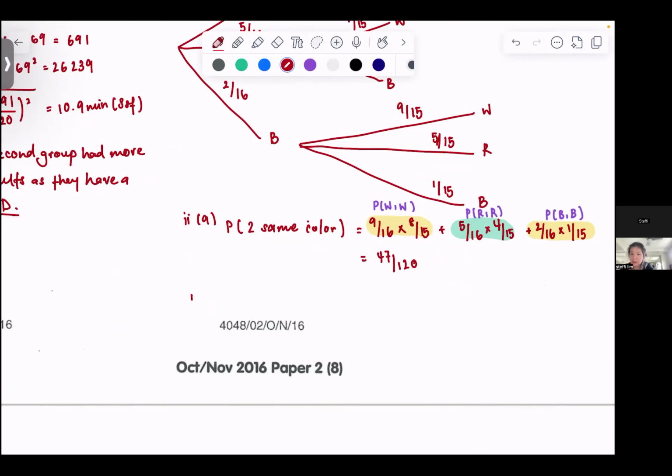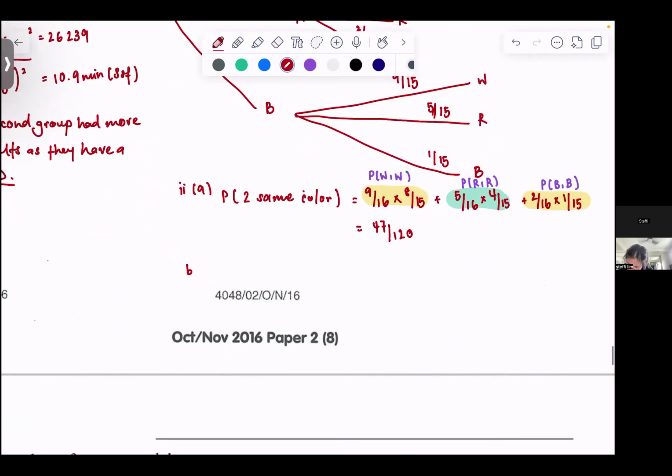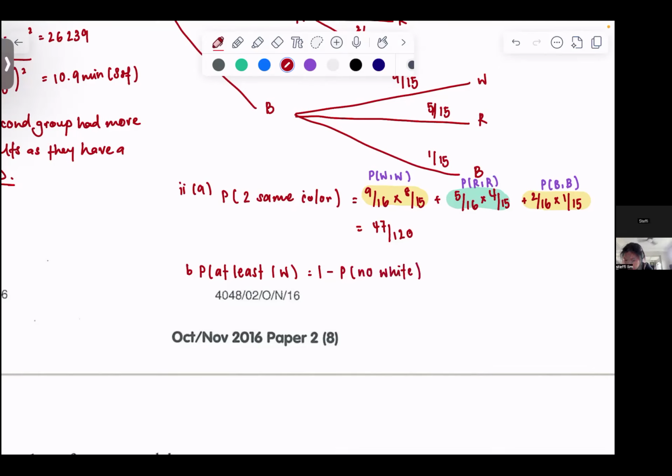Well, you can always find it directly, but there's going to be a lot of permutations and combinations that you'll be doing. So yeah, P at least one white equals 1 minus P no white.